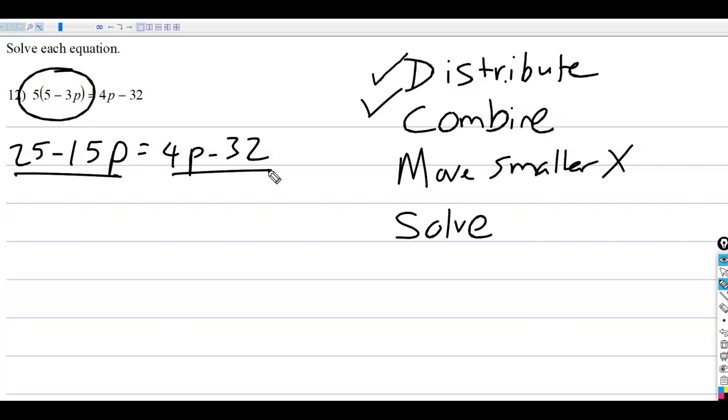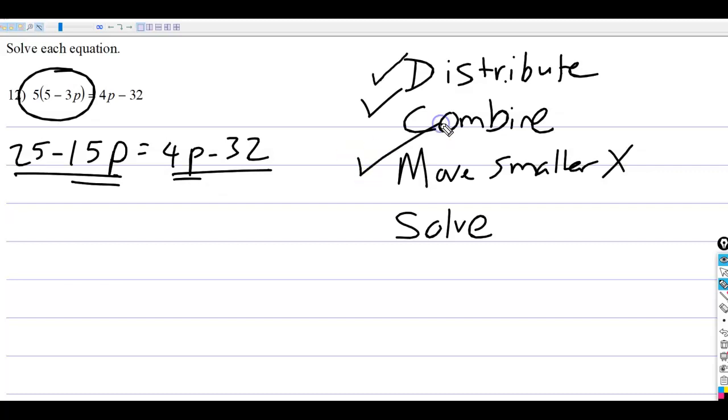Now some of you guys might think, well, wait a minute, aren't these p's like terms? Well, they are, but they're on opposite sides. And so for this step, when I say combine like terms, I mean combine any terms that are the same on the left side, and then combine any terms that are the same on the right side, but don't mix the sides together yet. We'll get to that.